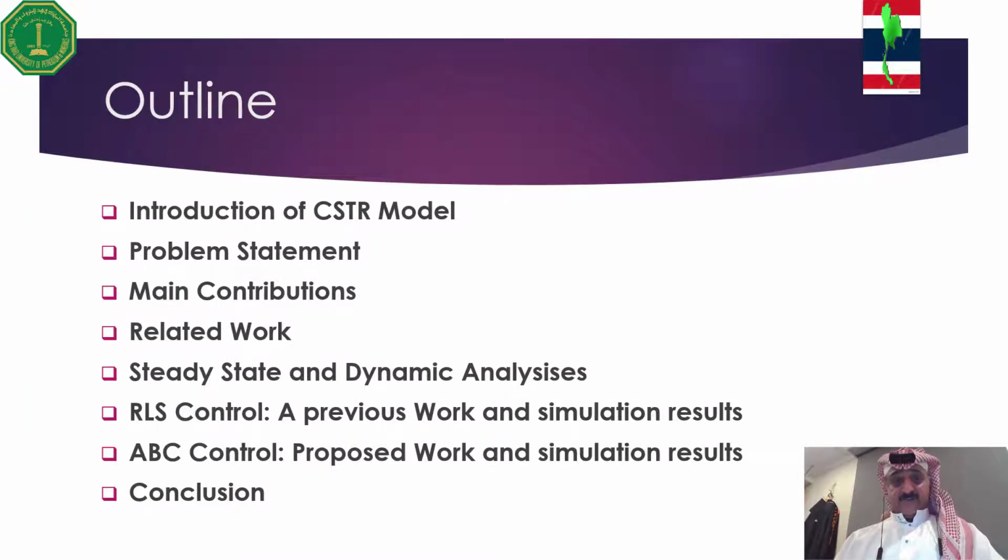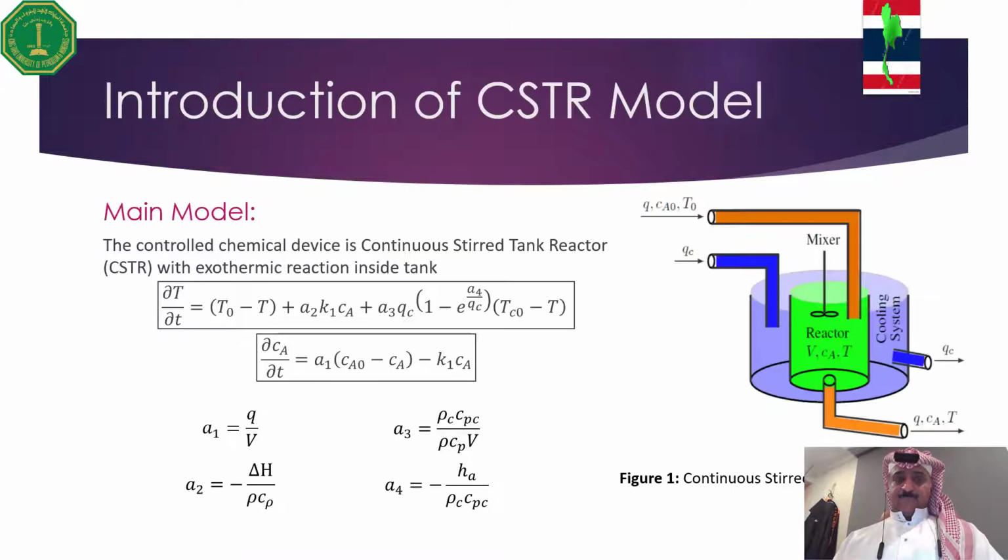Outline: we start by introducing the CSTR model. Then the problem statement, and our main contribution. Then we list some literature and do some analysis of steady state and dynamic behavior. Adaptive filter is the previous work, called recursive least squares (RLS) control. We propose a heuristic method here called artificial bee colony control.